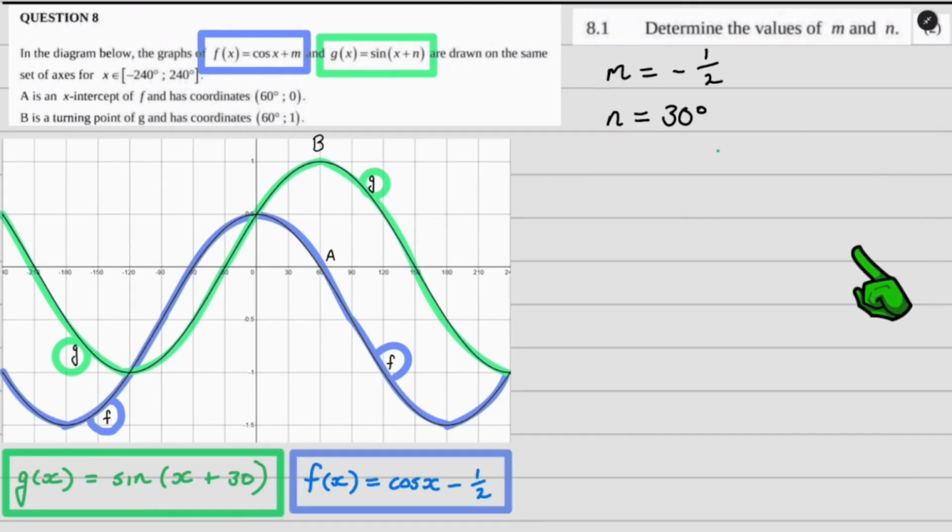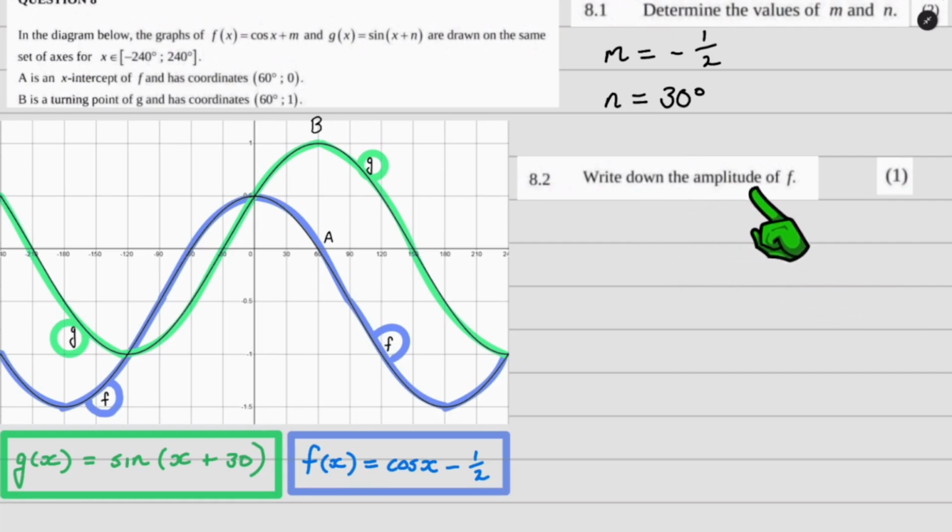So all of this was a sneaky little ploy to help you get the equations of the graphs, because they're not just asking for m and n, they're kind of asking you to complete the equations so that you have the proper equations for these graphs. And now that that's out of the way, we can actually start answering questions.